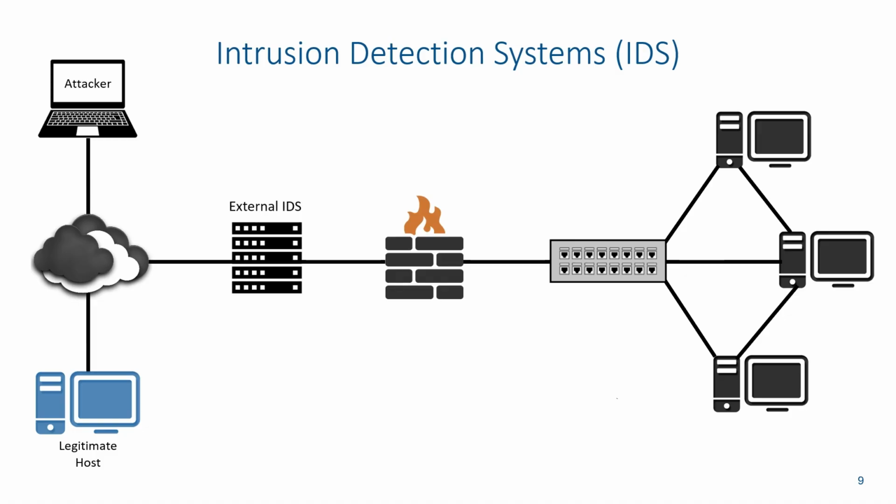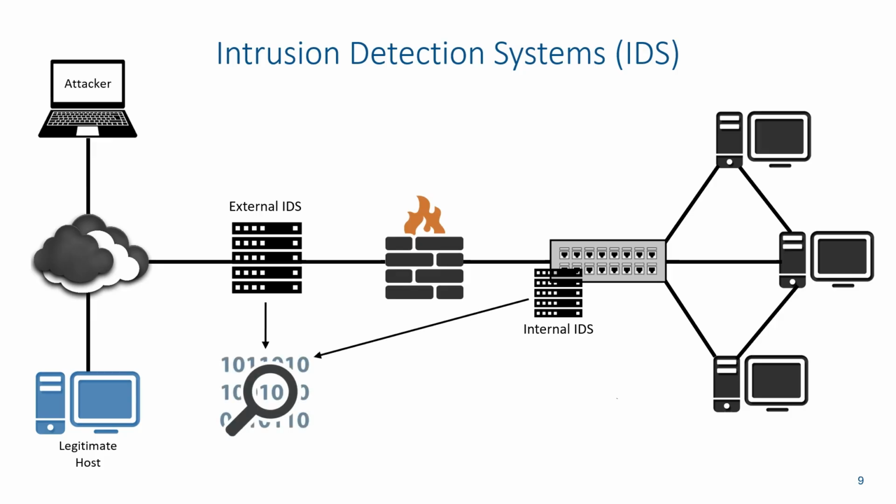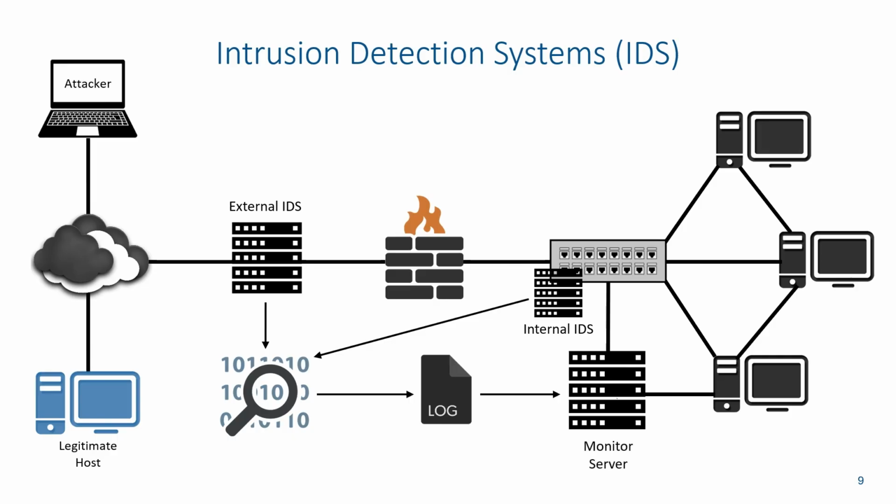You can have an external intrusion detection system, an outward-facing one before your internal firewalls, and you could also have internal intrusion detection systems. Both of these are going to scan the packets, and they will log the packets that meet certain conditions. Managers can then view these logs to determine if any of the scanned packets need to be addressed.